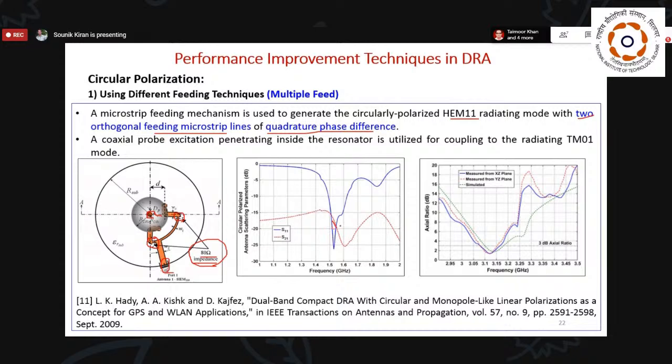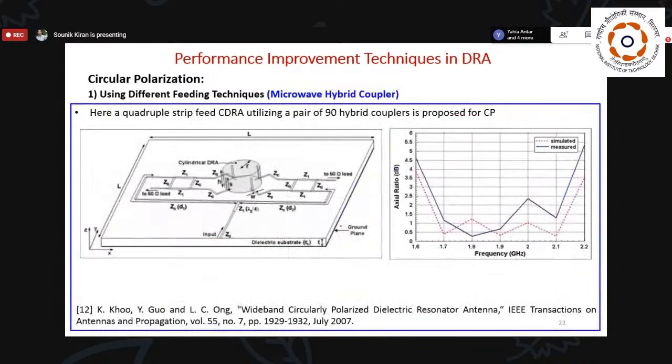It's a nice work. I think this work was done in 2009. This is a quadrature strip fed CDRA. It's a nice structure, but for beginners it may be a headache looking into the structure. But the thing is that once you master creating the hybrid couplers, beginners should not directly go for this kind of design.